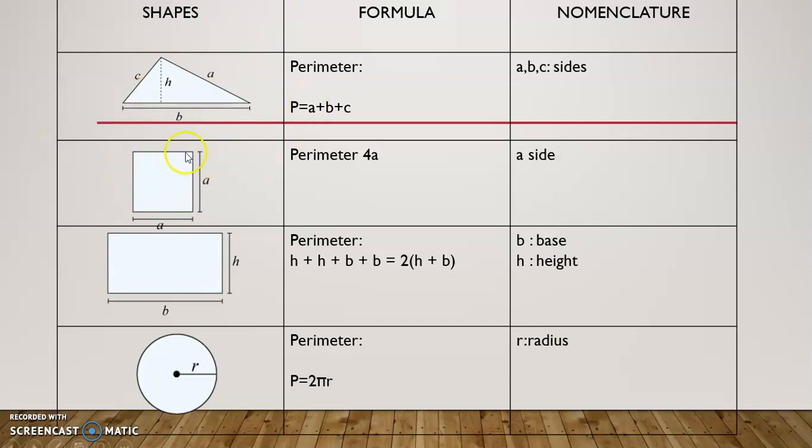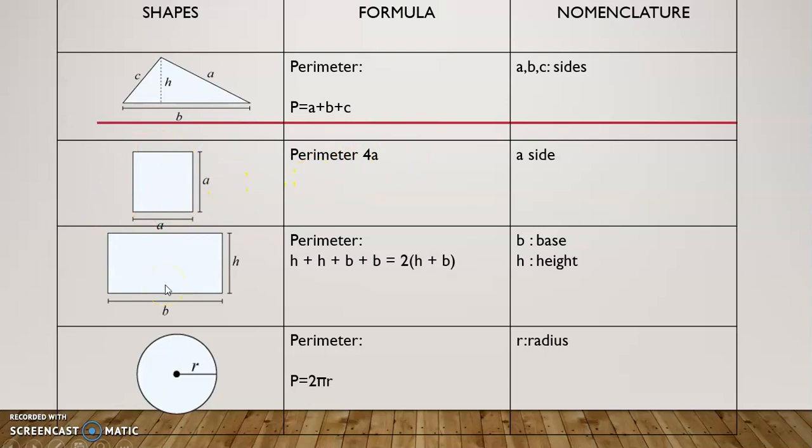Perimeter of this shape, what's the shape? This is a square. So the perimeter of a square is this plus this plus this plus this. Now you might be wondering why it is 4A. 4A because it has four sides and they are all A's. Because for a square, all the sides are equal. You get it? All the sides of the square are equal. So A plus A plus A plus A is 4A. So the perimeter of a square is 4A.